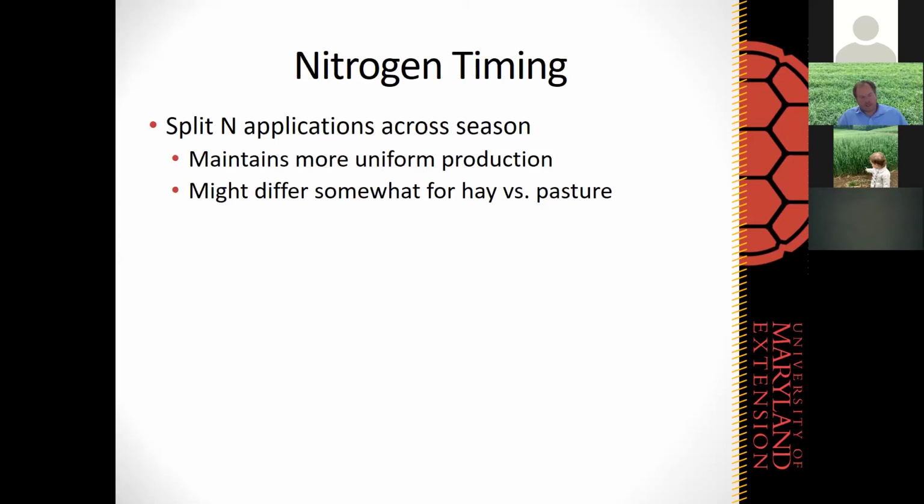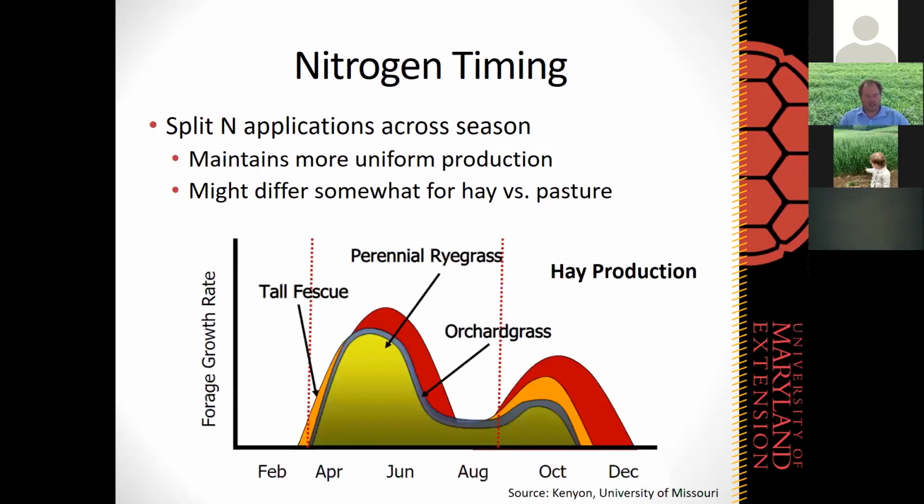And typically that means you're going to be doing some split applications. So we'll put that on in the spring, and then following the first cutting, and a late summer application, and now we're doing a late fall application as well. But that can vary somewhat between hay and pasture. So for hay production, typically we'll come in with an application right at green up. So it's going to depend on what area you're in.